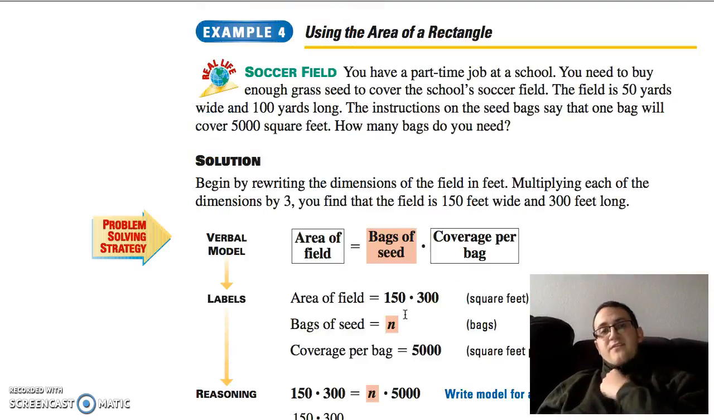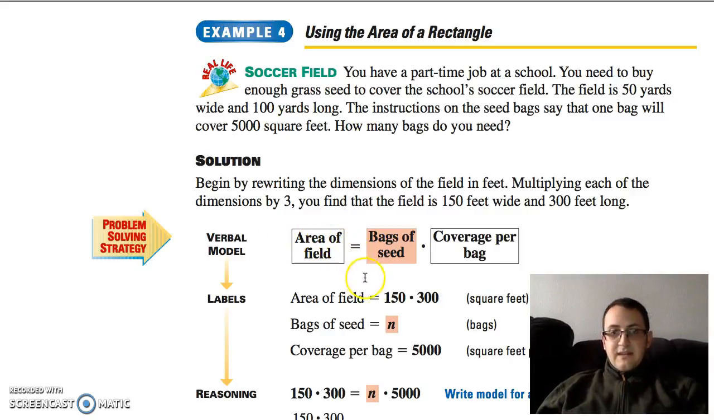So let's look at this area of a rectangle problem. Let's say we have a part-time job at a school, and we need to buy enough grass seed to cover the soccer field. The field is 50 yards wide by 100 yards long, and the instructions on the seed say that one bag will cover 5,000 square feet. How many bags are we going to need? We're going to compute the area of the field. The area of the field is 150 times 300.